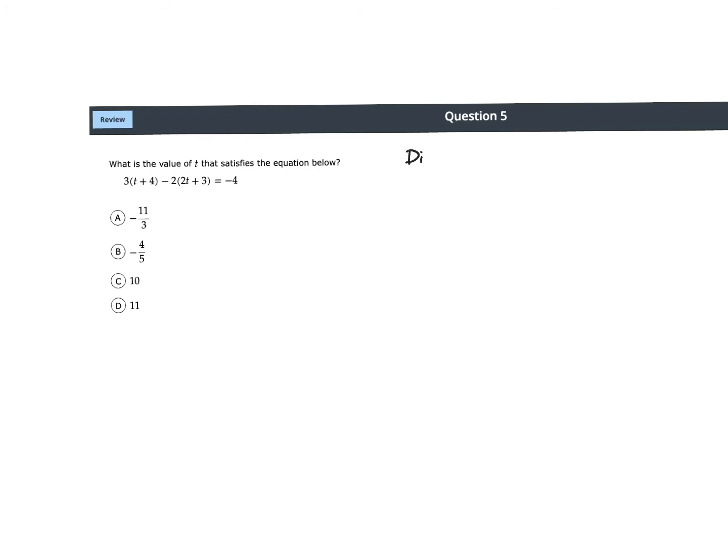I'll just write that. So you want to remember to distribute. For me to have some room, I'm going to rewrite the problem. Now you notice you have fractions as potential answers. You notice you have negatives involved here. You may want to be using your calculator to check calculations.